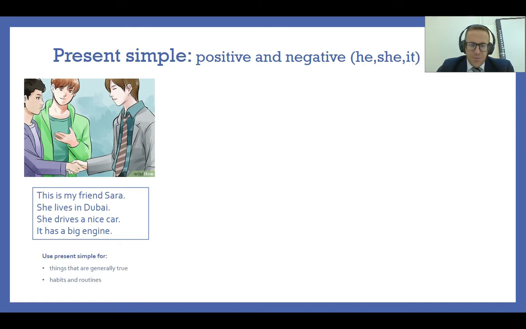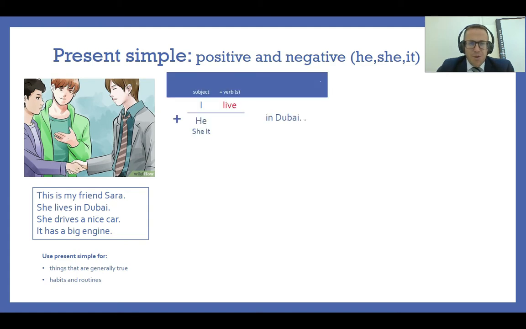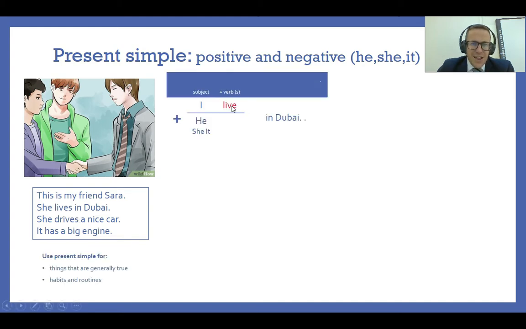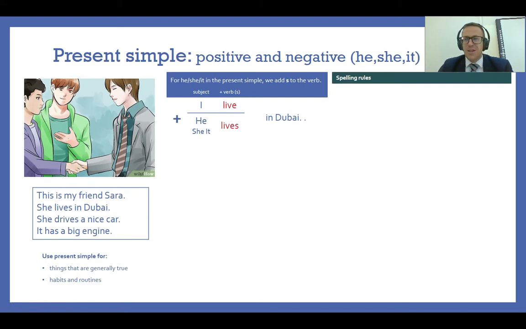Now, we know that we use the present simple for things that are true and habits and routines. The problem is with the way we use the verb. So if you look at this, I live in Dubai. Live is the verb. But here, for Sarah, we have she lives in Dubai. So when we use the verb for he, she, or it, we add an S. I live in Dubai, she lives in Dubai. That's it. That's the present simple. We add an S. It's very easy. The problem comes with spelling.